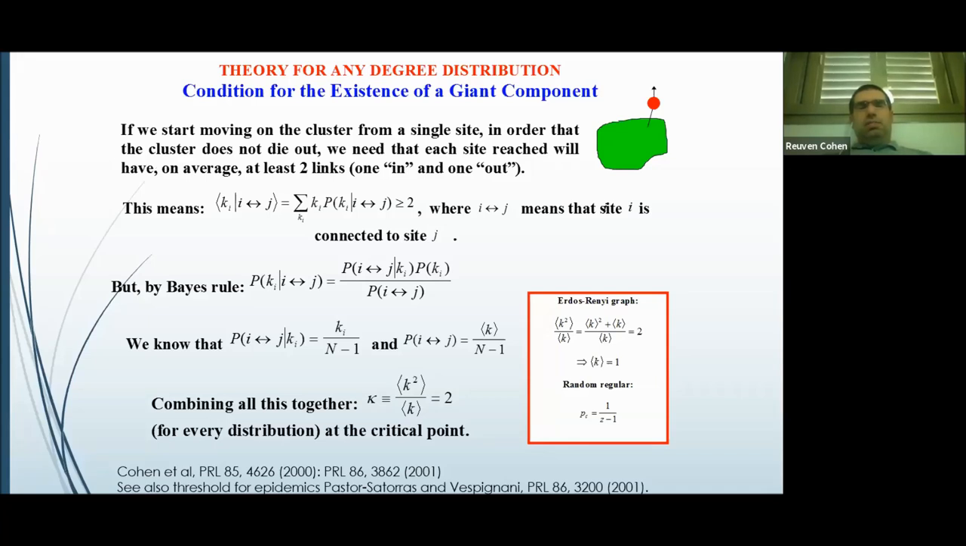So this criterion boils down, for an Erdős–Rényi graph, to: if the average degree is 1 or more, then there is a giant component. And if it is less than 1, then there is no giant component.